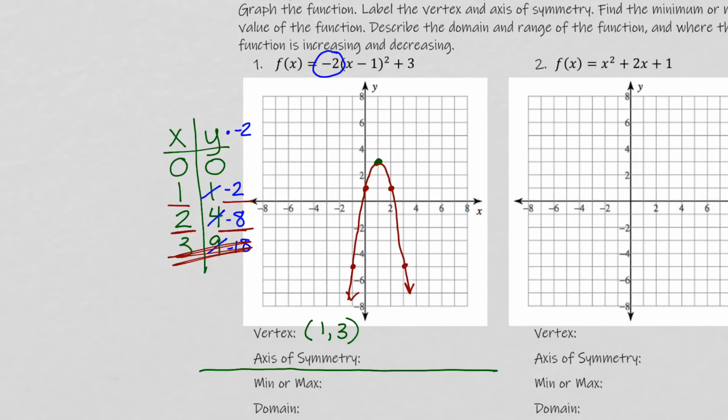And if I were to draw my axis of symmetry, let me pick a different color here. I'll draw it in yellow. Oh, yellow is not very good. Sorry about that. But the axis goes right through the vertex, goes straight up and down. It is an x equals, because it's an equation, so my axis of symmetry is x equals 1. You can always write the equation for the axis of symmetry just by looking at your vertex. It's x equals whatever the x value is.